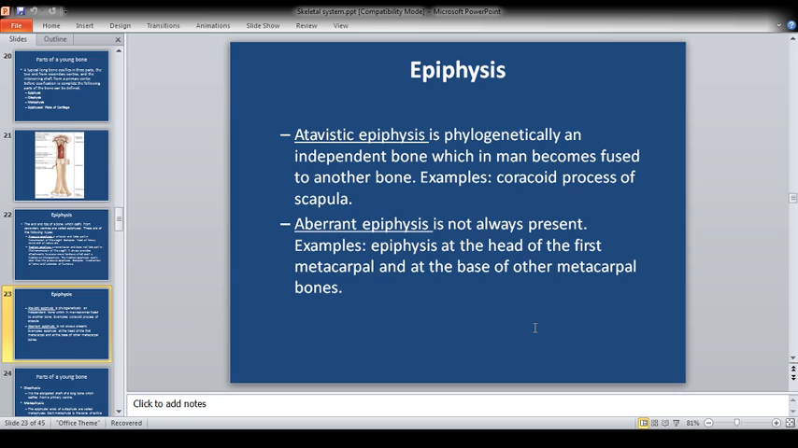Aberrant epiphysis is not always present, such as the epiphysis at the head of the first metacarpal and the base of the other metacarpal bones. Sometimes it is present, sometimes it is not present. That is why it is known as aberrant. Aberrant means which cannot be predicted.